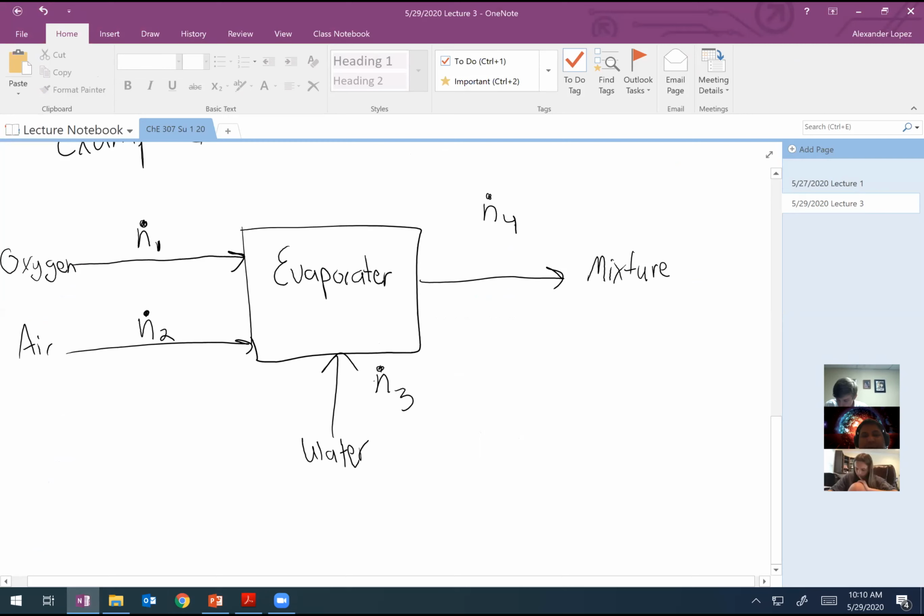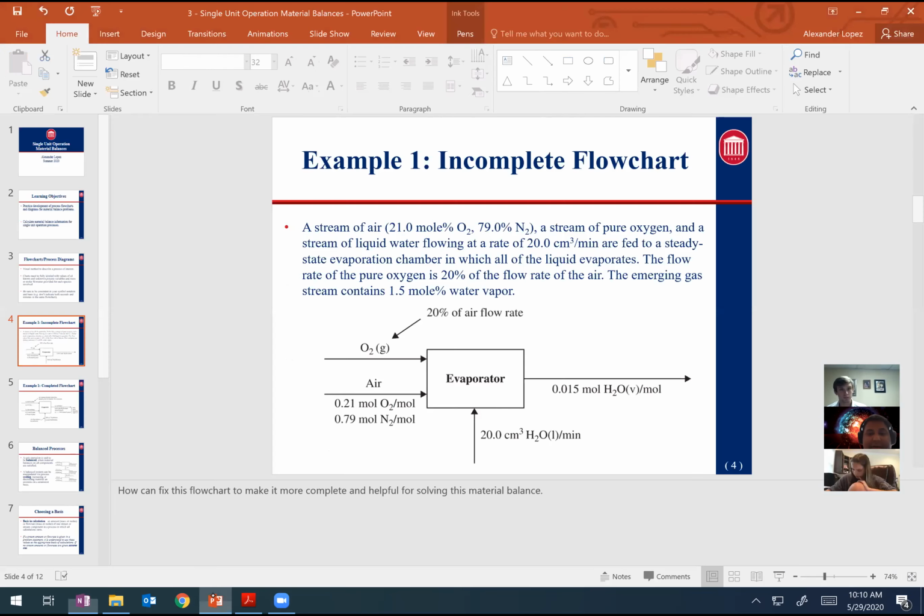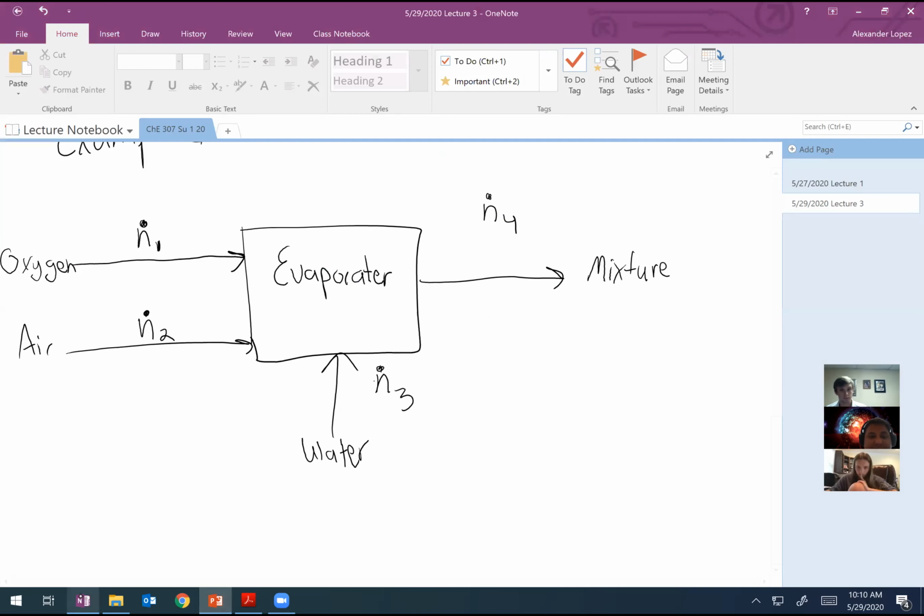In addition to those total molar flow rates, we can consider the components within each of those streams. Now, for this example, the oxygen stream is pure, the water stream is pure, but the air stream is a mixture of oxygen and nitrogen. So I can add further information on the air stream that states that for my O2, it's 0.21 of that flow rate, and for my nitrogen, it's 0.79 of that flow rate.